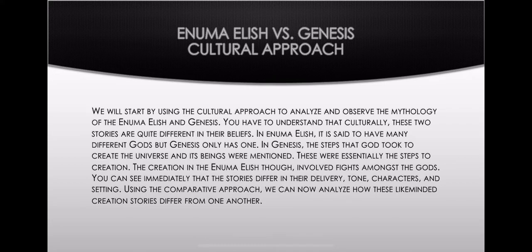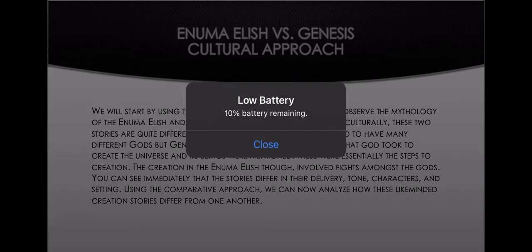The definition of polytheism is as follows. It characterizes all religions besides Judaism, Christianity, and Islam, which all believe in one God. Genesis stems from Christianity. So, in Enuma Elish, there are many gods. In Genesis, there's only one.